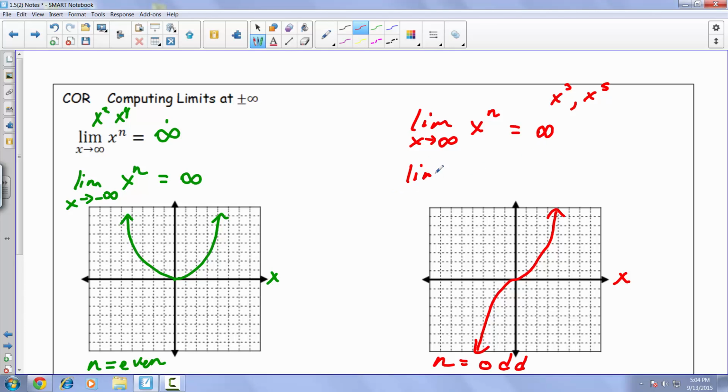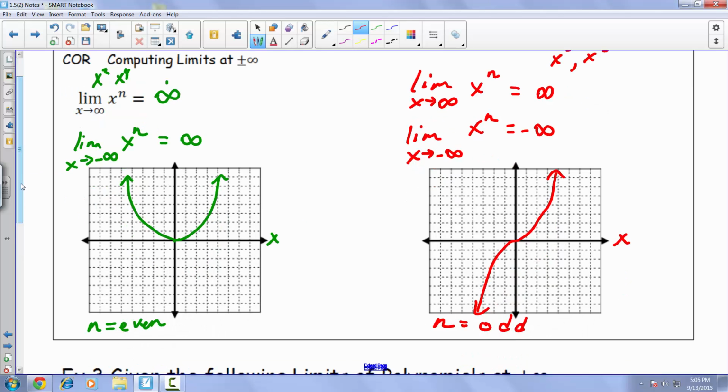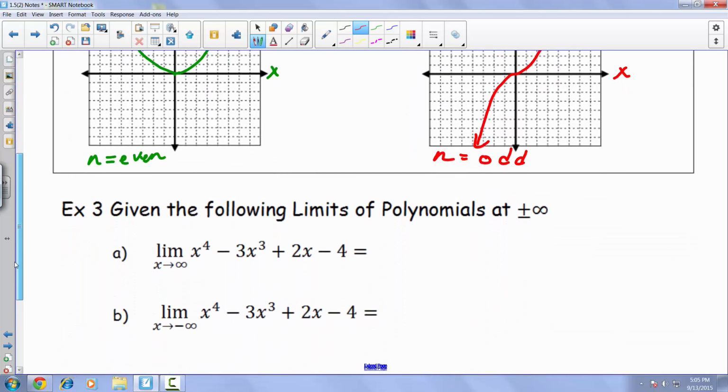Likewise, taking the limit as x approaches negative infinity of our x to the nth power, as we go outwards to the left for x, we are going down toward negative infinity. Now these are actually really handy to think about as you're doing limits, these two basic parent functions and how they behave as you're looking at things going towards infinity or negative infinity. Now let's go ahead and look at example 3 to help illustrate these points.